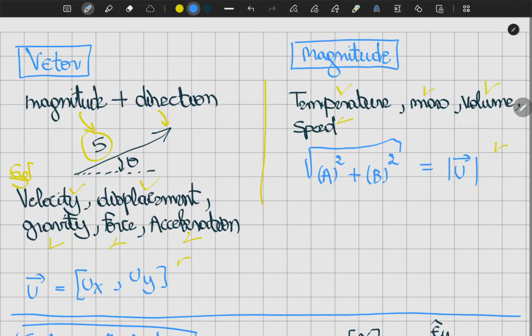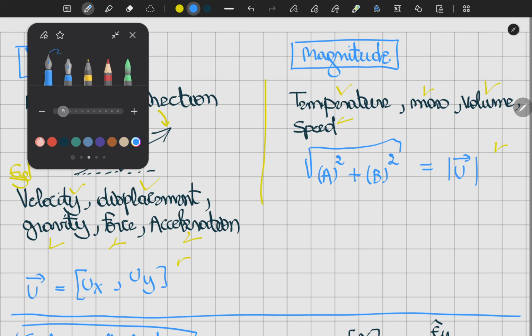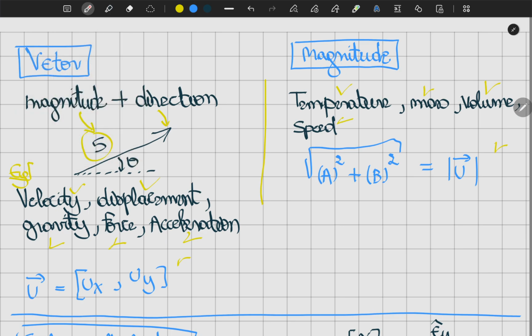Okay, so today we're going to see the difference between vector and magnitude. A vector is constituted of magnitude and direction. So where's the direction? This is the direction, and this is actually the vector, and the magnitude is the 5. It's like the quantity. That's what we call magnitude. So the magnitude is that 5 that you see there, and the direction is where the vector is going. So this is an example.